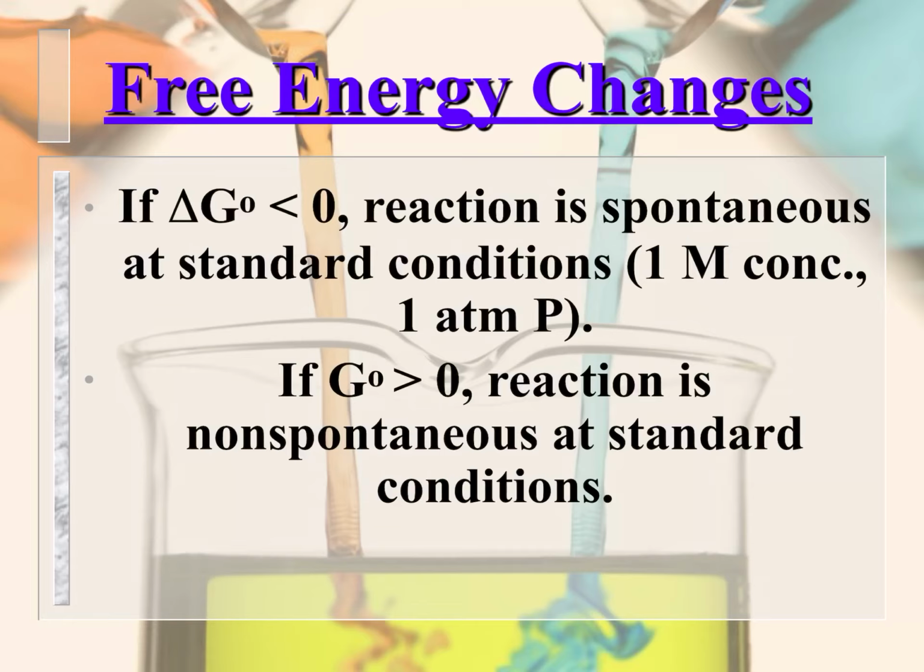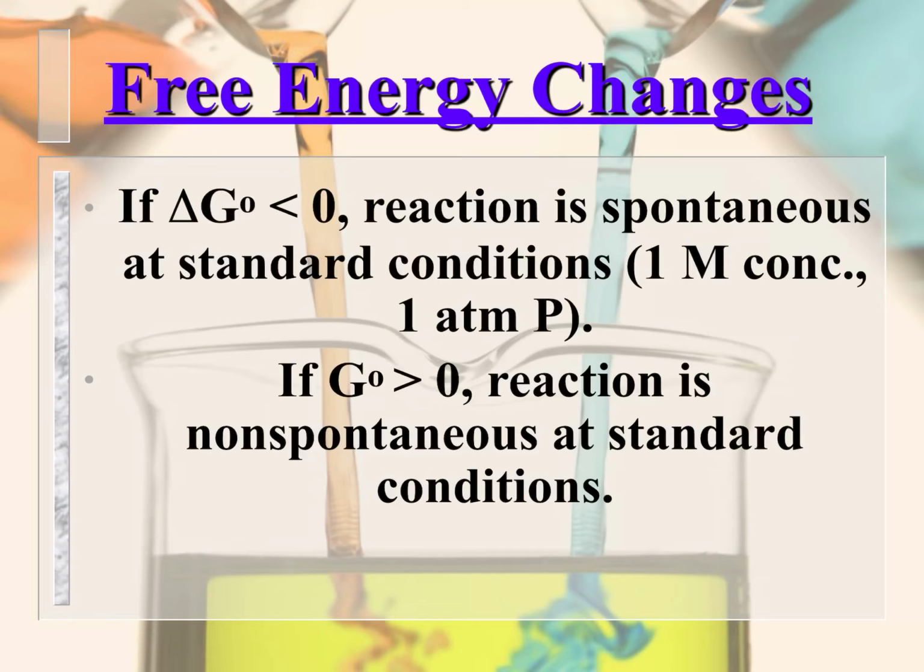All right, so if we have delta G naught and it's less than 0, the reaction is spontaneous under standard conditions. Again, notice they don't mention temperature here. They only mention 1 molar concentration and 1 atmosphere of pressure. Now, if it was regular delta G, then delta G negative would also be spontaneous, but it would be spontaneous under that specified condition, not under standard conditions. So delta G naught greater than 0, then we're looking at a non-spontaneous reaction.